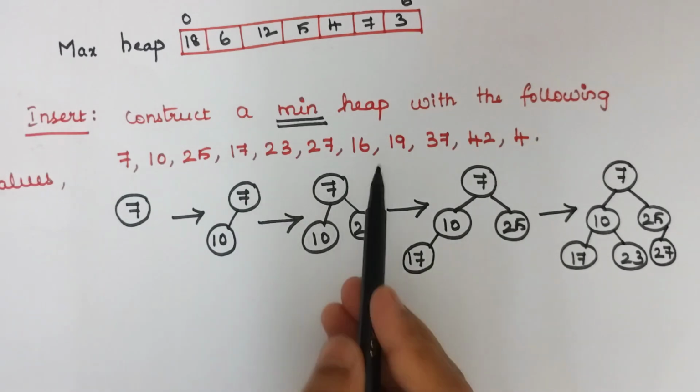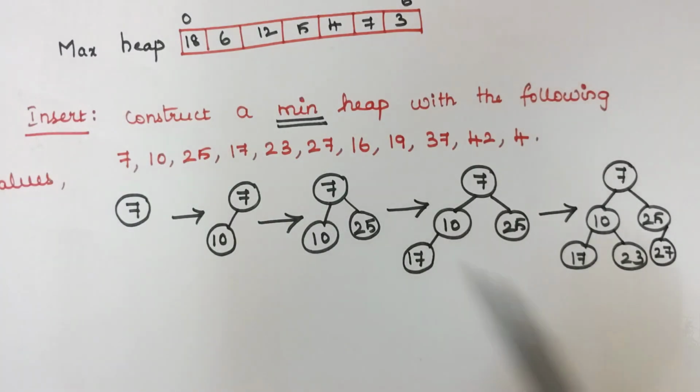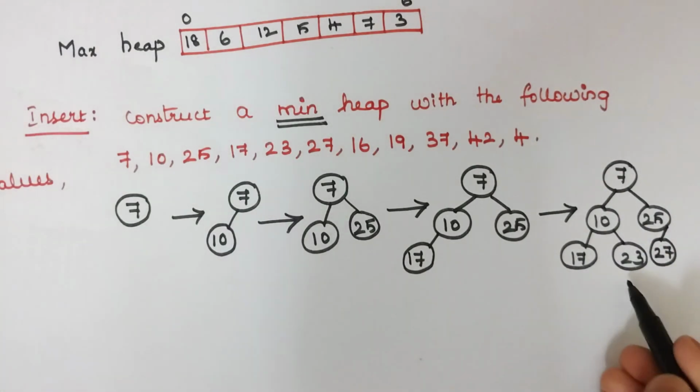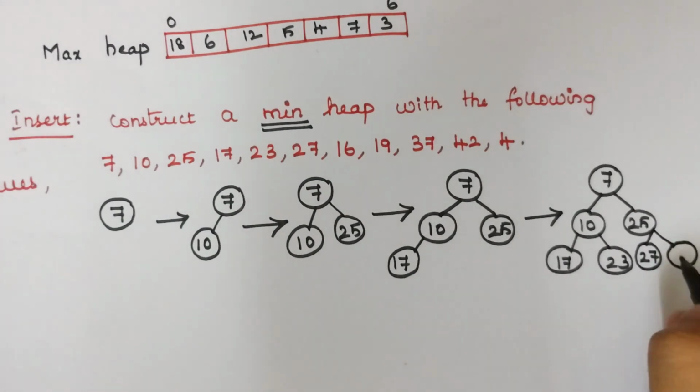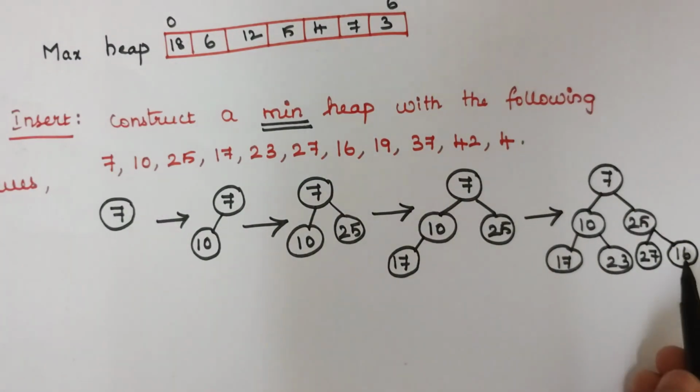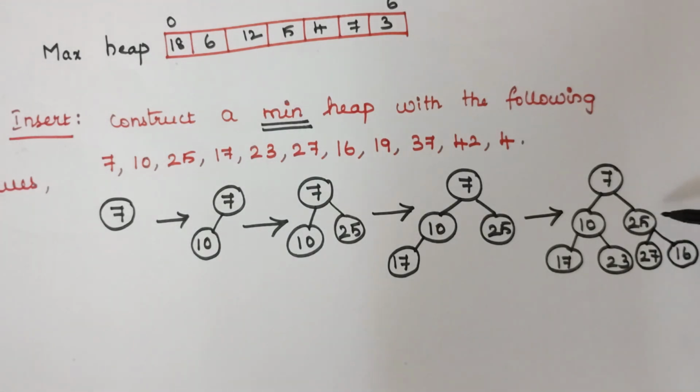And then what is the next step? Insert 16. So where should 16 be inserted? In the last level, at the last position, to the right of 25. Now 16 will get inserted here. After inserting 16, you need to compare the parent node value and this 16. What is the parent of 16? 25. 25 is not lesser than 16. This is not satisfying the minimum heap property.